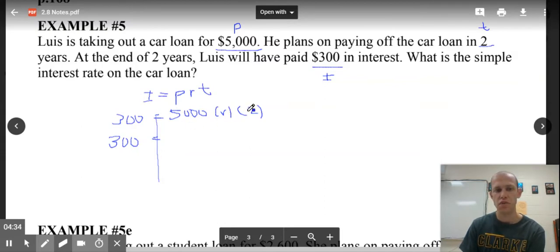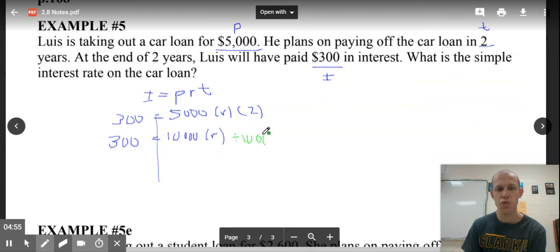So I can multiply this 2 and 5,000 together to get 10,000 times R. And I have to think about what number times 10,000 will give me 300. An easy way to think about that is to go ahead and undo what's happening. We are multiplying by 10,000.